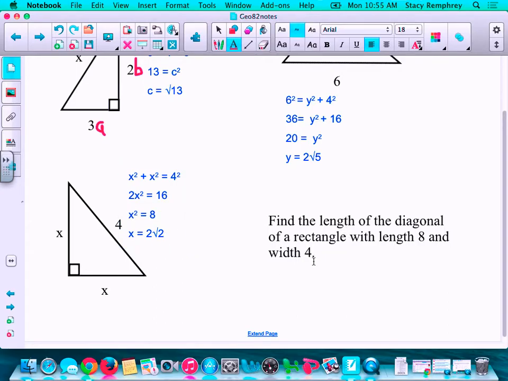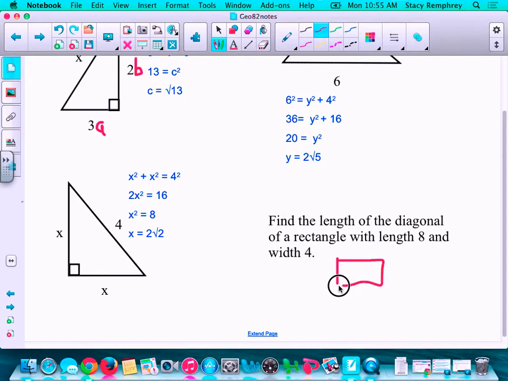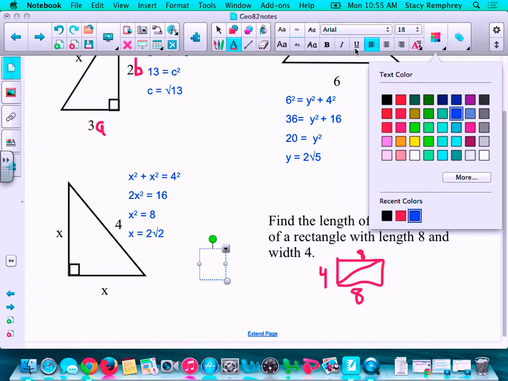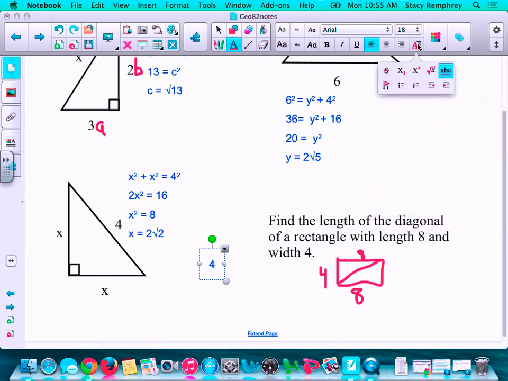Find the length of the diagonal of a rectangle with length 8 and width 4. You might want to draw a picture if that helps you. So I have a 4, I have an 8, I have a diagonal. So I'm going to have 4 squared plus 8 squared equals x, which is what I'm looking for, squared.